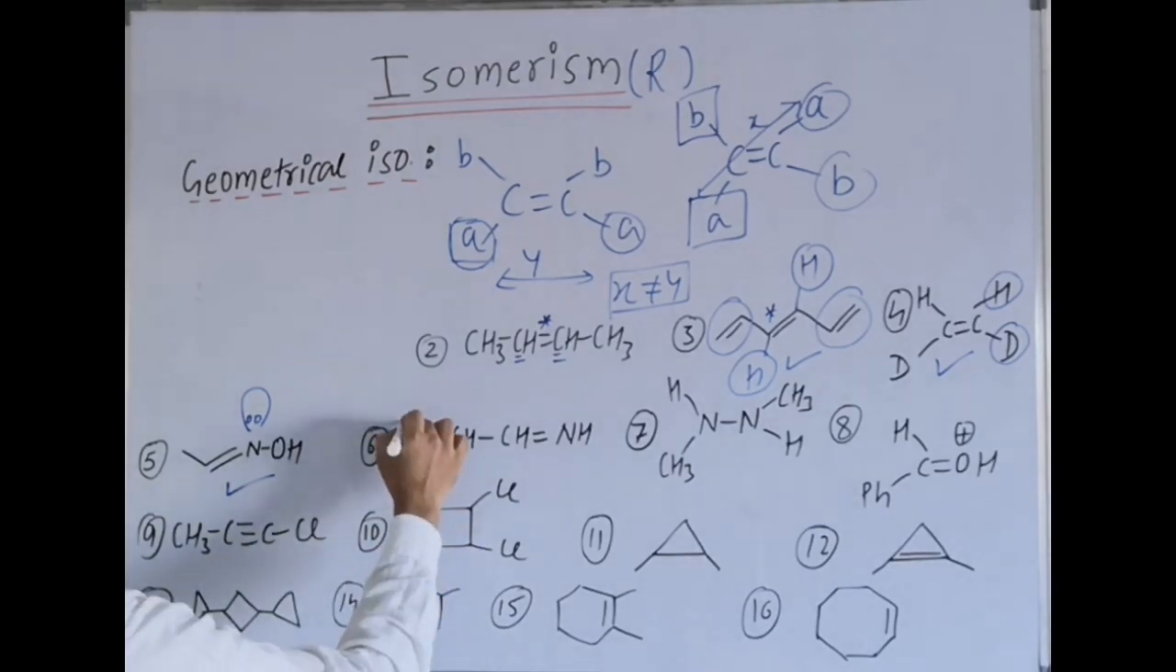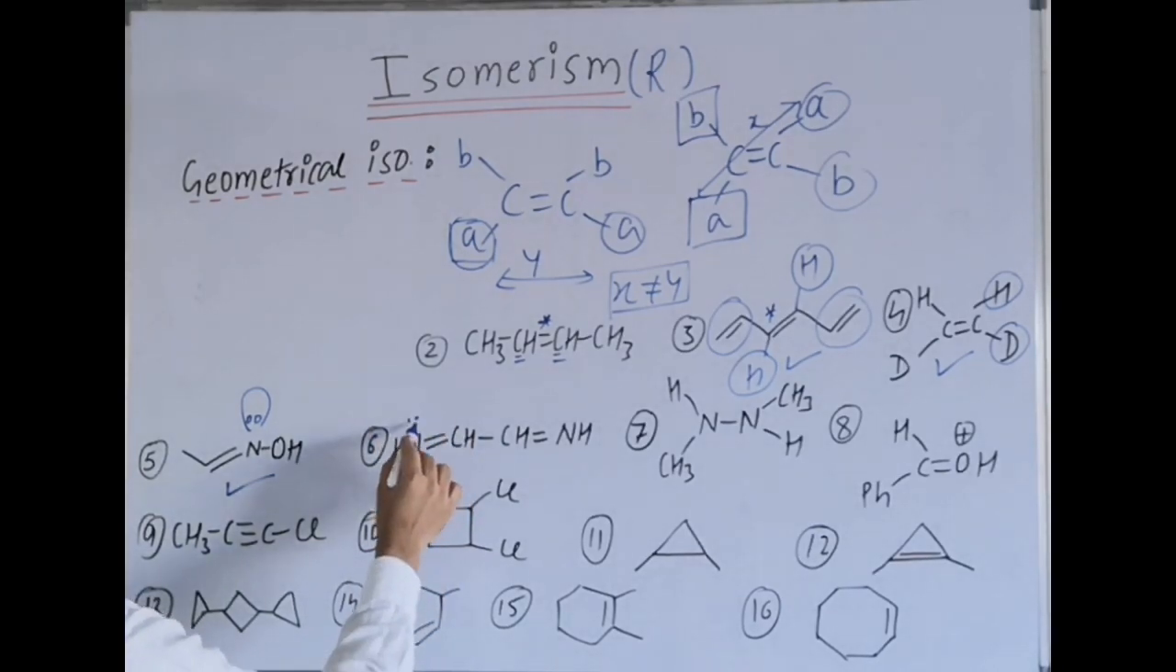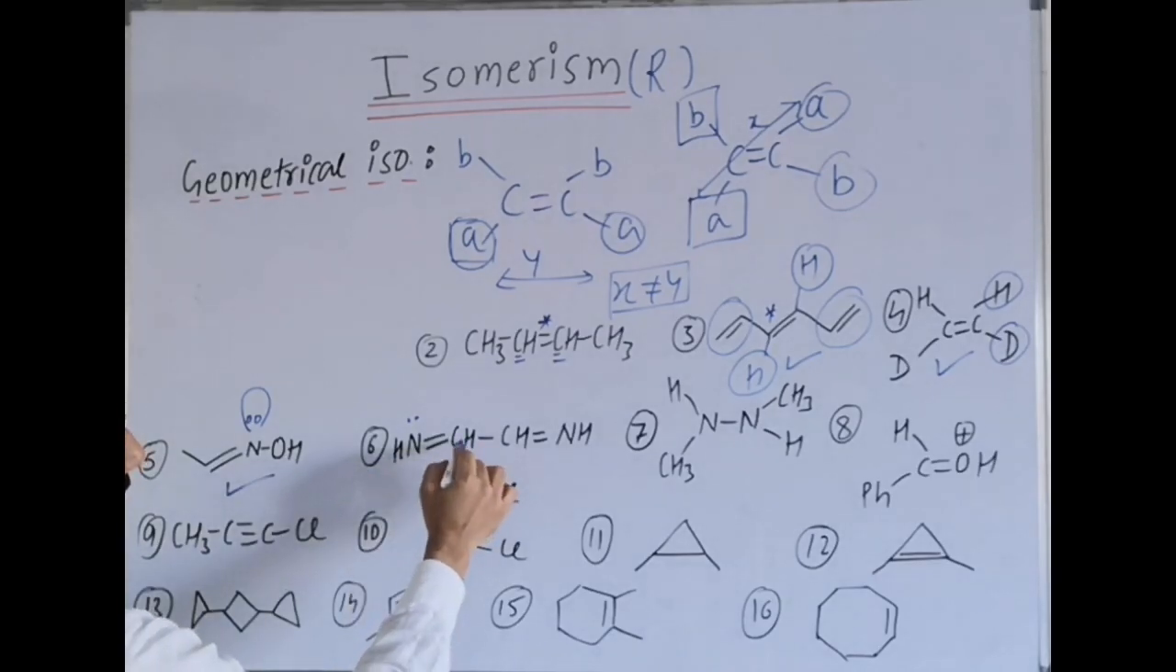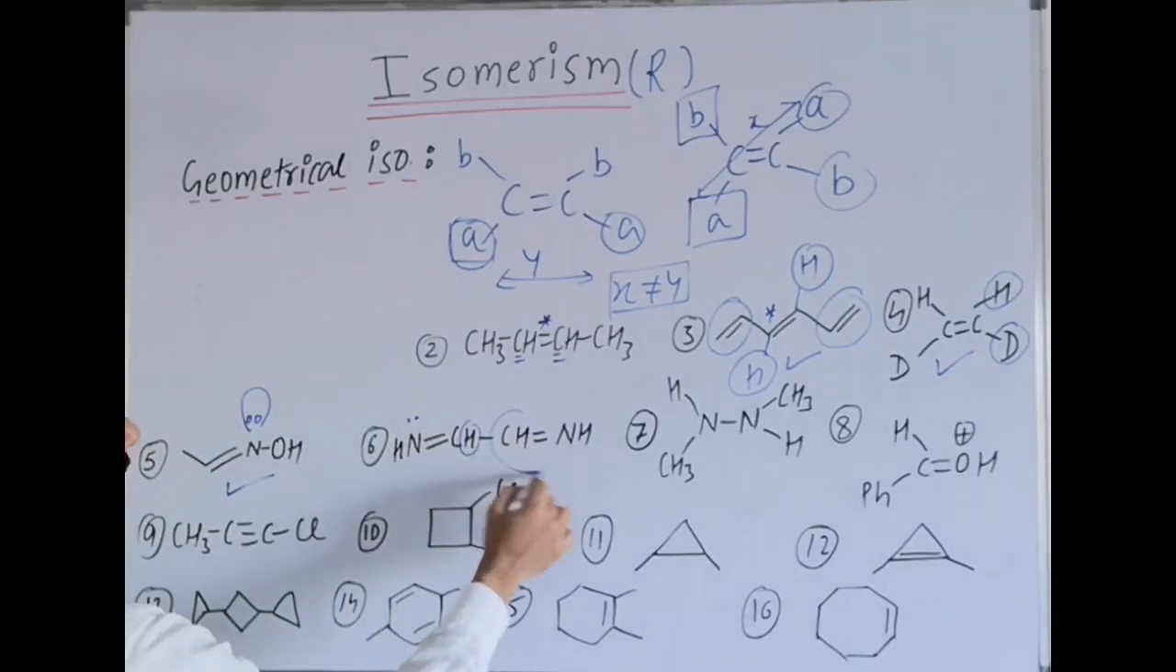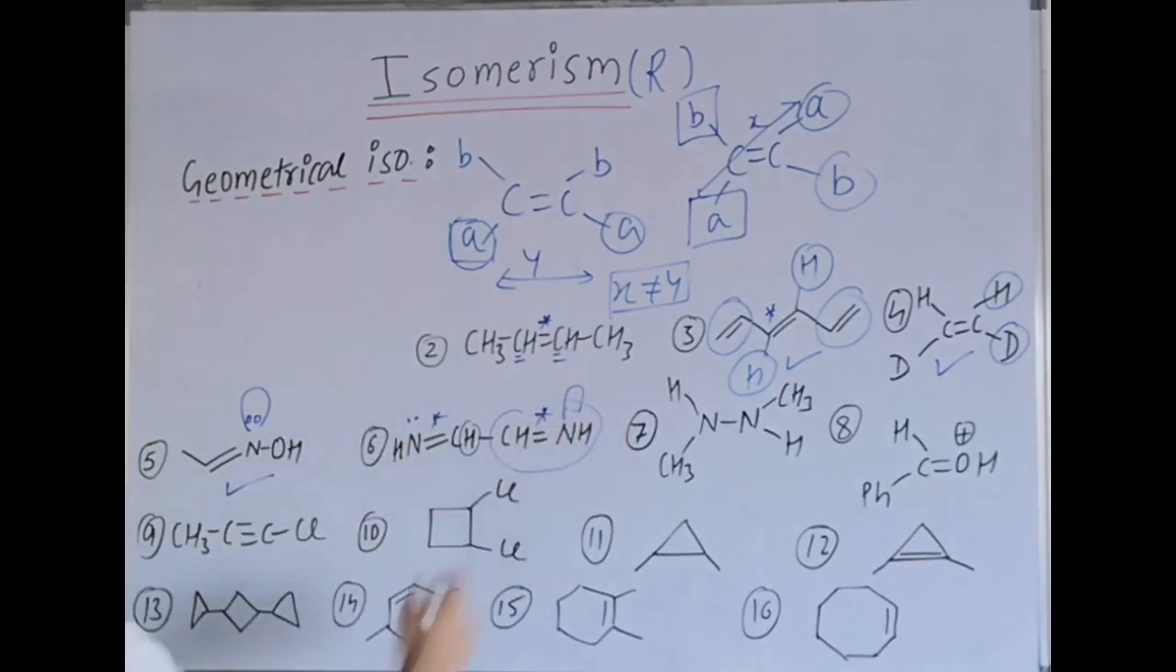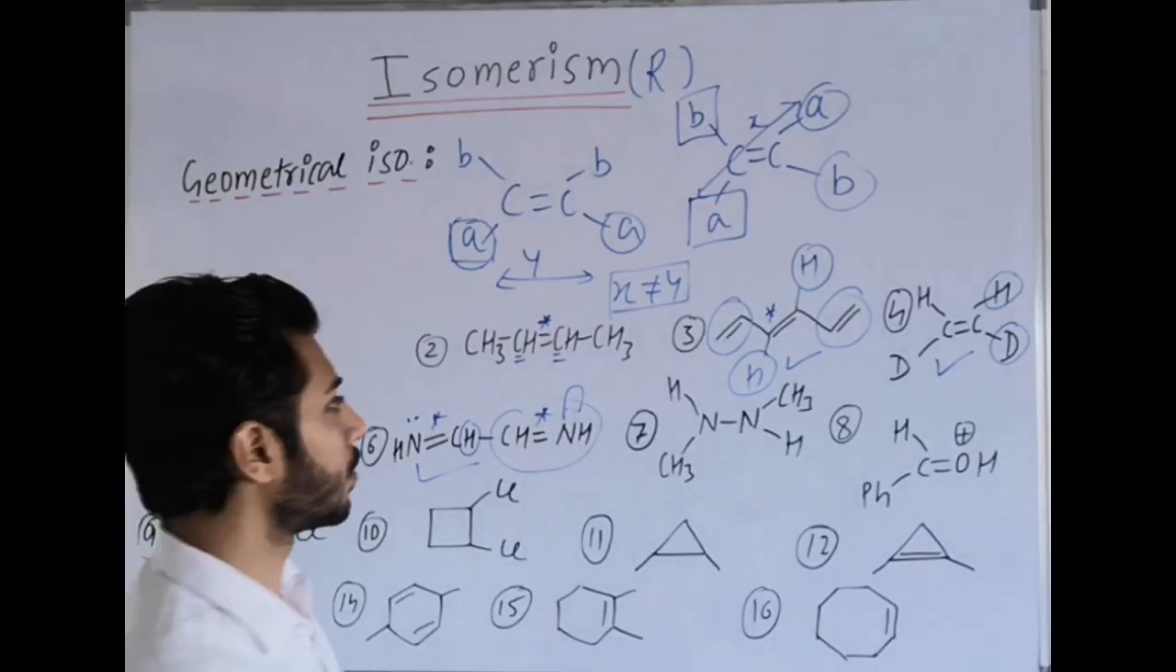Next question, double bond N. N contains lone pair and one hydrogen, bond pair. Carbon contains hydrogen and one this group. So this is a geometrical center. Similarly, on the other side, nitrogen, lone pair, bond pair, two different groups, hydrogen, carbon, hydrogen, and this group, means this will show GI.